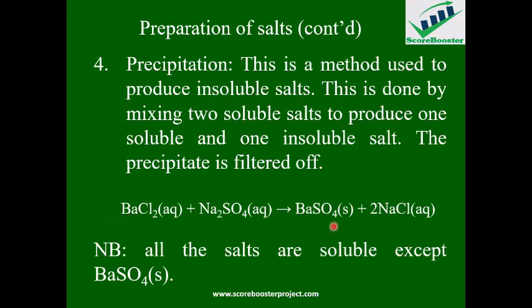The precipitation reaction, the next one, is specifically used to produce insoluble salts, meaning salts that are not soluble in water. This is done by mixing two soluble salts together. Then we produce one soluble and one insoluble salt. That insoluble salt is going to form a precipitate. The precipitate is filtered off. That is what we need, that is the residue that we need. The soluble salt will go with the water. That's what we don't need.